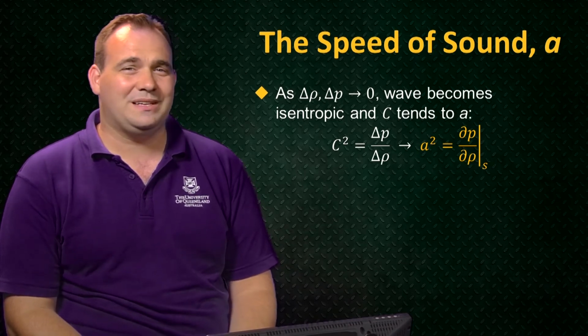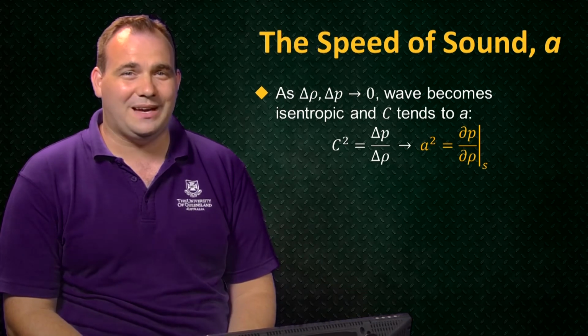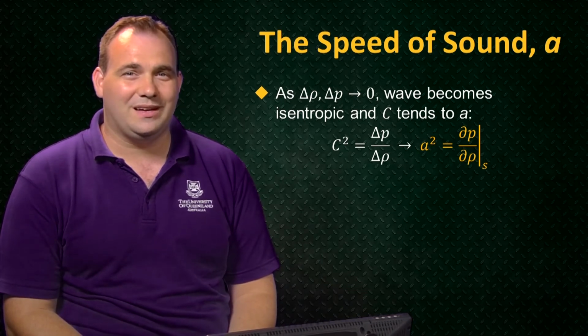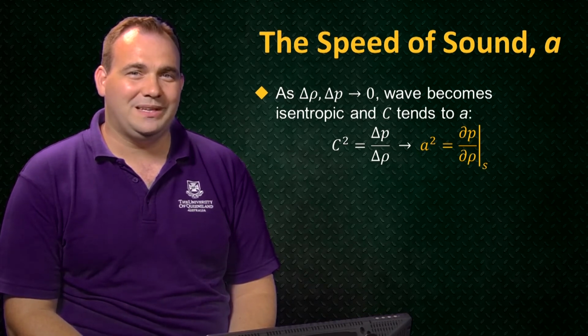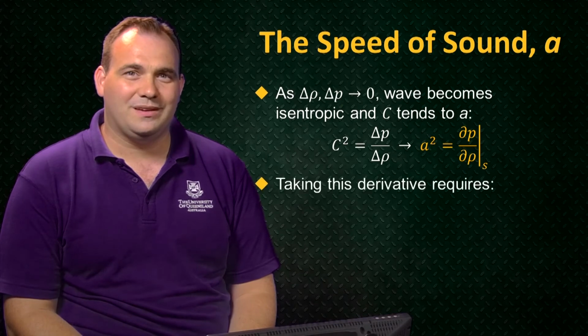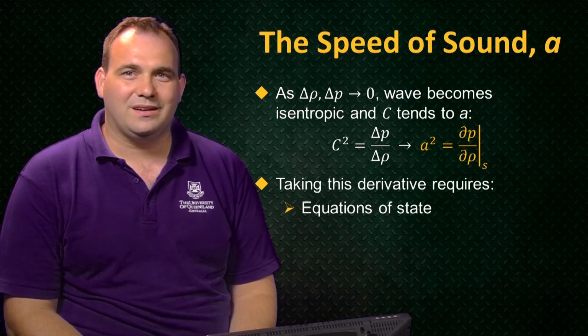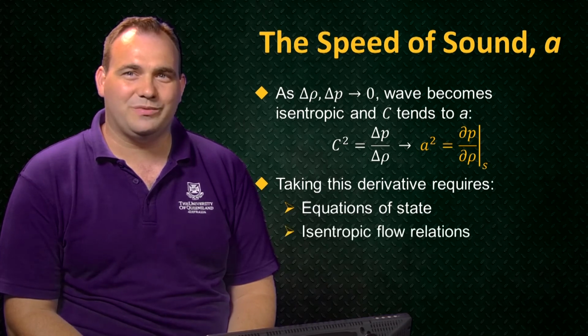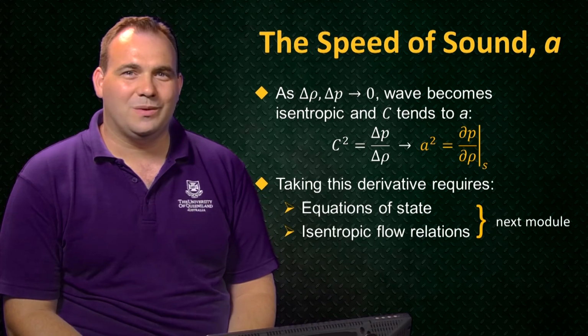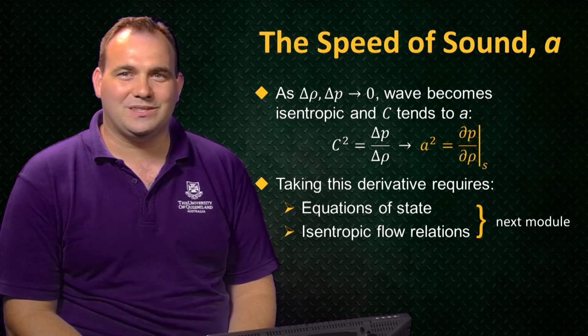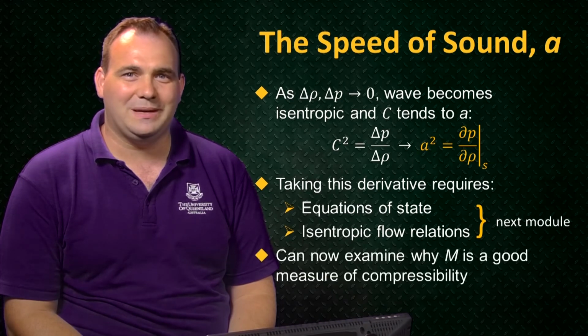Unfortunately, this expression doesn't immediately allow you to compute the sound speed in the air you're currently breathing. To obtain a simple expression that can be readily evaluated, we need to take the derivative. This requires an equation of state for the fluid and what are known as the isentropic flow relations, which we'll cover in the next module. One thing we can immediately do is examine why the Mach number is such a good measure of compressibility.